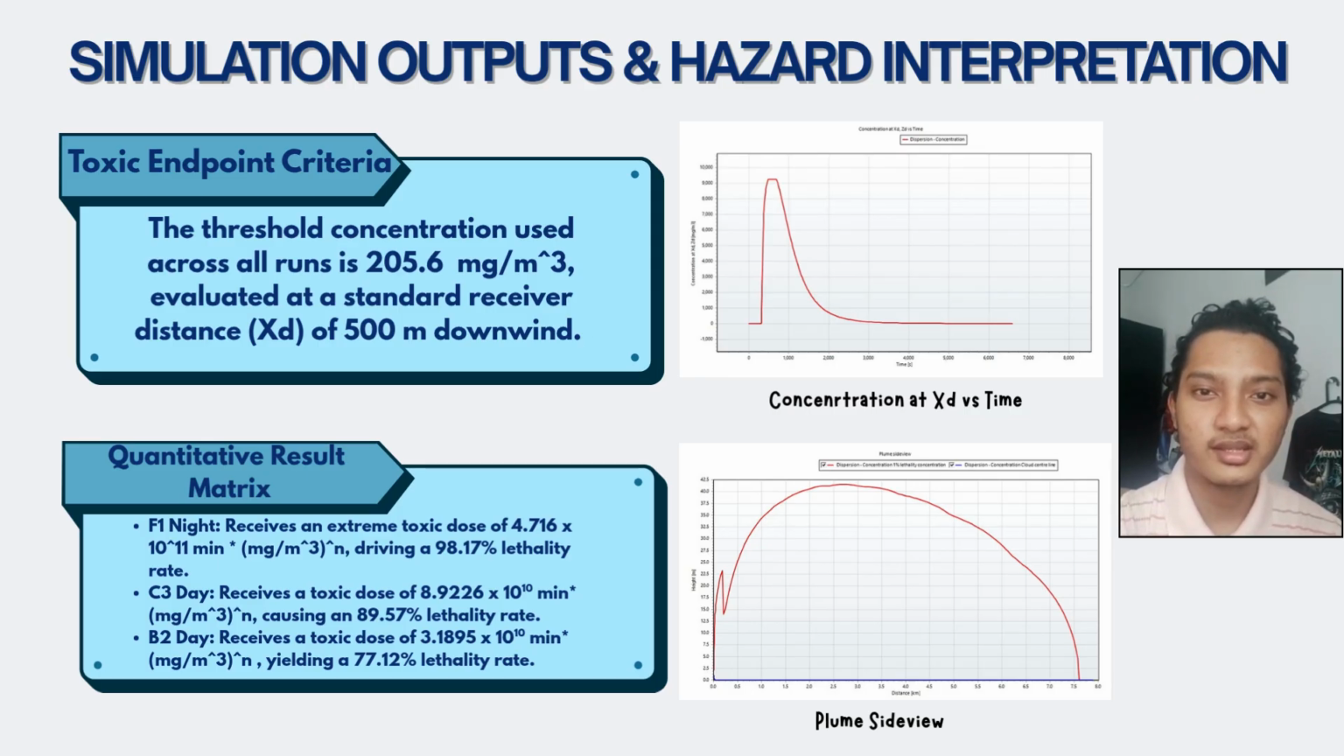In contrast, daytime mixing offers some mitigation. The moderately unstable C3 day scenario shows an 89.57% lethality rate, while the highly convective B2 day scenario drops it to 77.12% due to enhanced vertical air mixing.